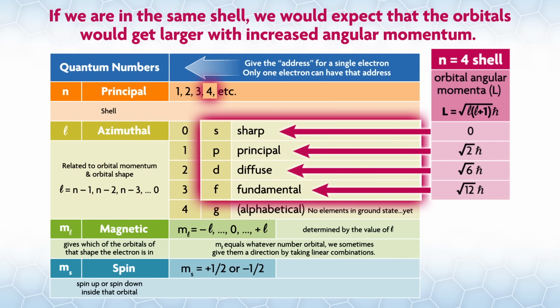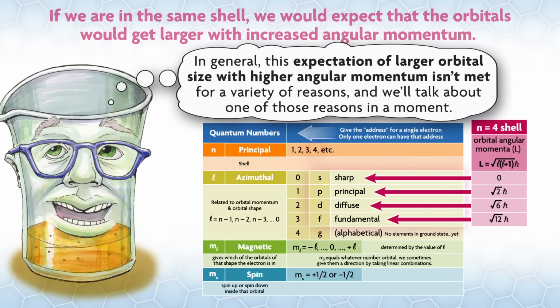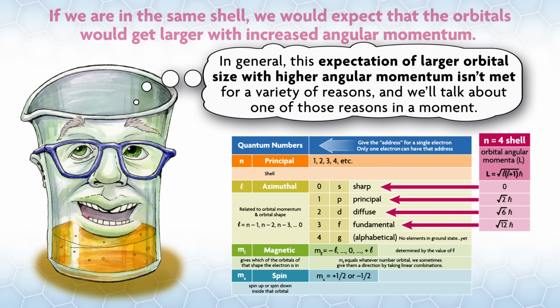If we were in the same shell, we would expect that the orbitals would get larger with increased angular momentum. For example, in the n equals 4 shell, the orbital should get larger as 4s is less than 4p, less than 4d, less than 4f. In fact, the orbital angular momentum for these are 0, square root of 2 h bar, square root of 6 h bar, and square root of 12 h bar, respectively. In general, this expectation of larger orbital size with higher angular momentum isn't met for a variety of reasons, and we'll talk about one of those reasons in just a moment.